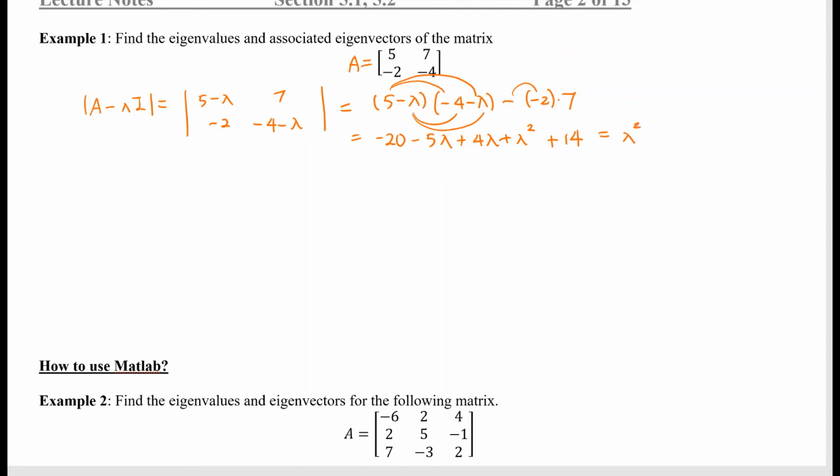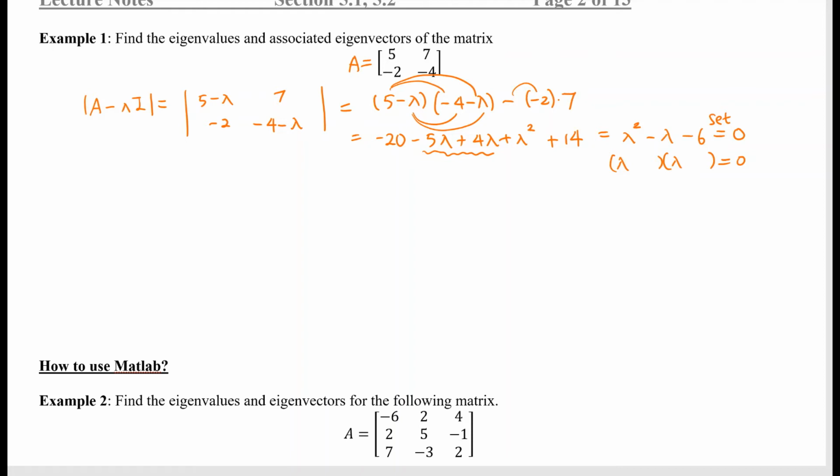So we have lambda squared. How many lambda? Minus 5 lambda plus 4 lambda is minus lambda. And minus 20 plus 14 is minus 6. So we set this equal to 0. How do we solve it? Well, this is a quadratic equation, and sometimes we can factor it, then that's good. If we're not able to factor it, we can always use the quadratic formula.